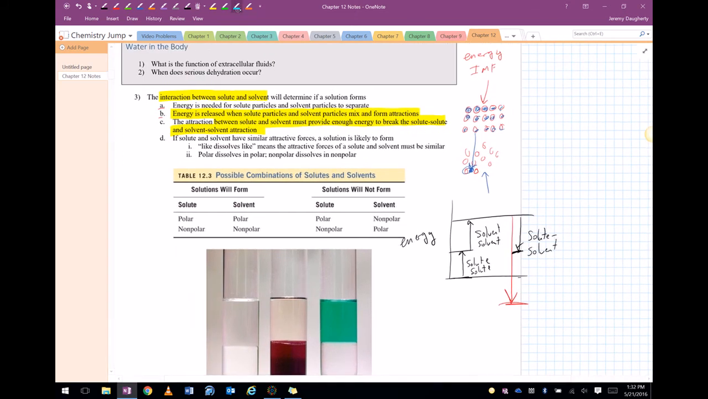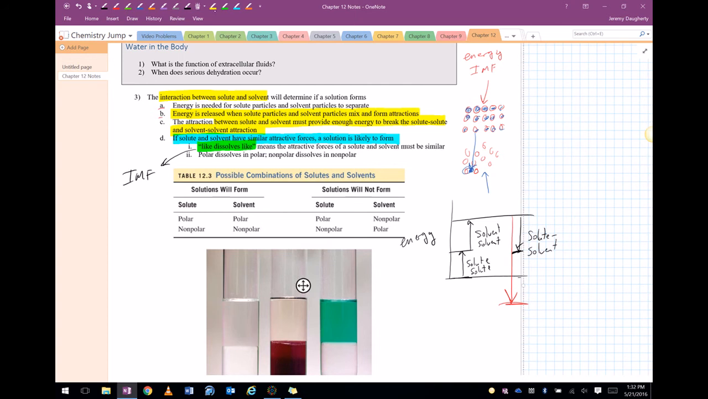Now this is a huge idea right here. If the solute and solvent have similar intermolecular forces, more than likely a solution will form. And we actually have a special phrase for this: like dissolves like. And there we're talking about the intermolecular forces. Similar intermolecular forces will dissolve other similar intermolecular forces.